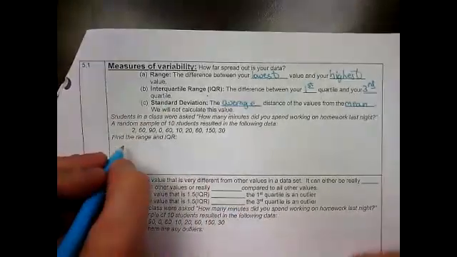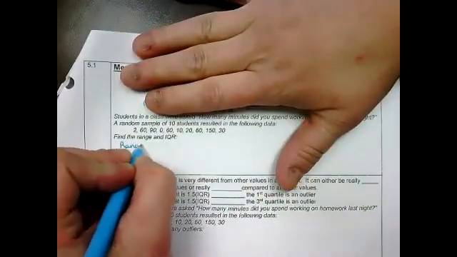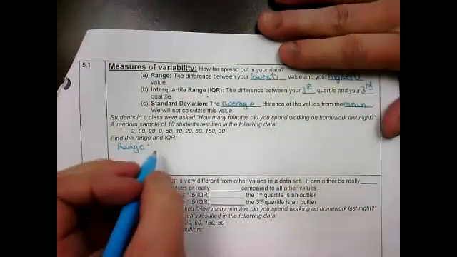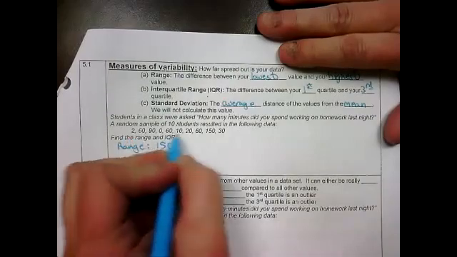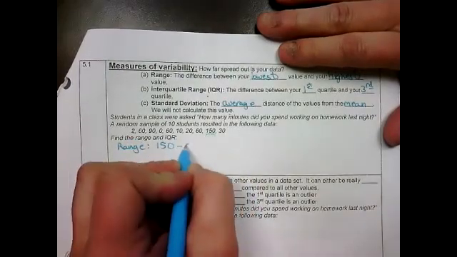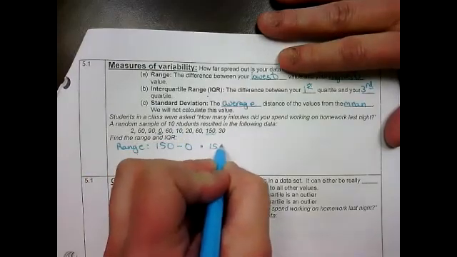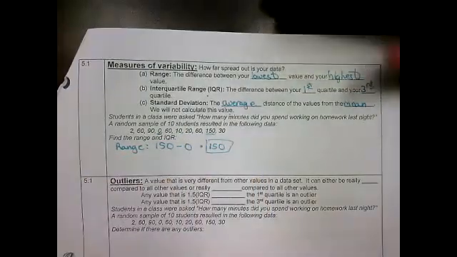All right, so now I'm just going to find my range. Looking back at the previous values that I've done, my range is just my highest value in my set, which is 150, minus my lowest value, which is 0. And that's going to give me a range of 150.